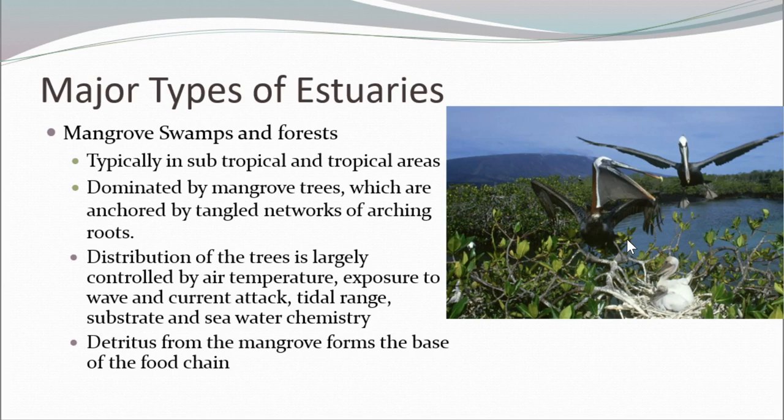So typically you'll find the mangroves in subtropical and tropical areas. They are dominated by mangrove trees, and mangrove trees have very special roots. I'm going to show you some pictures in just a second. The distribution of the trees is controlled mostly by temperature. Oh, I mentioned temperature earlier. When you're talking about estuaries and areas like this, temperature changes with depth. The deeper the water is, the cooler it is. The shallower the water is, the warmer it is. And so if you have changing depths in addition to changing salinities, you will also have changing temperatures. Okay, so back to this. Same thing, it's just another estuary.